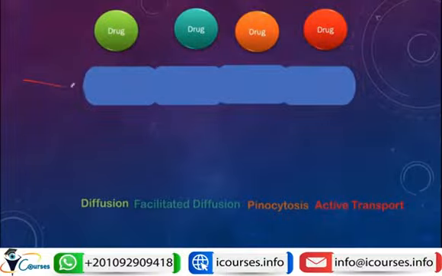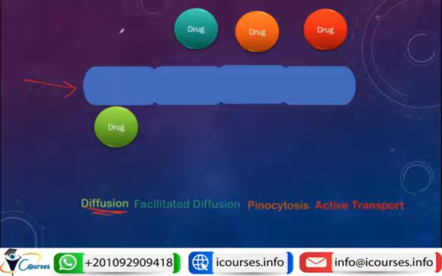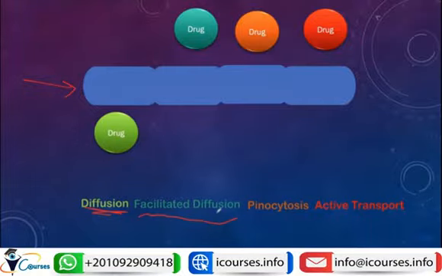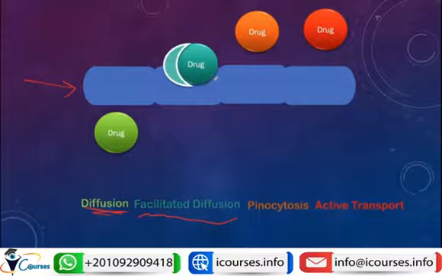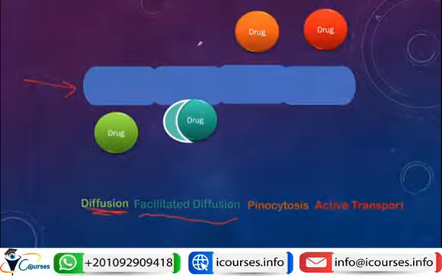If we have here a cell membrane or a cell, and there are different drugs that want to enter inside the cell, what will be the mechanism? First of all, the diffusion. The diffusion doesn't need anything, the drug just passes simply from areas of high concentration to areas of low concentration. Then there is facilitated diffusion, in which the drug will be carried by a carrier. So the drug will bind to the carrier, which will facilitate the passage of the drug across the cell membrane, and it will enter the drug into the effector or the target organ.